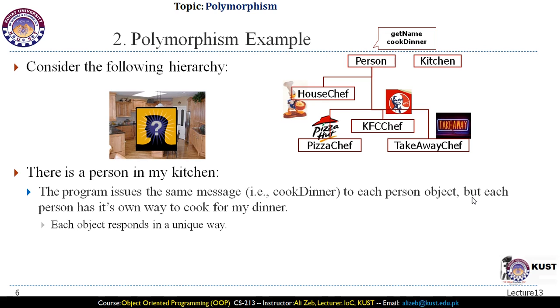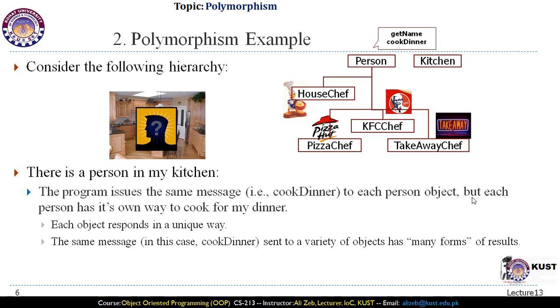But the response of each object is unique, and that is because we use polymorphism over here, where the response of each of these objects is specific to the class where the cookDinner has been defined. The same message, in this case the cookDinner, sent to a variety of objects has many forms of results, and that is the idea of polymorphism, where we are getting in this example 4 different kinds of results by calling the same cookDinner method, only because we are using a different object.